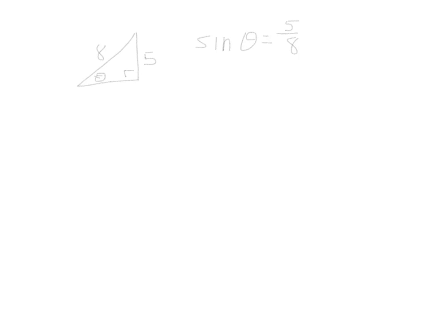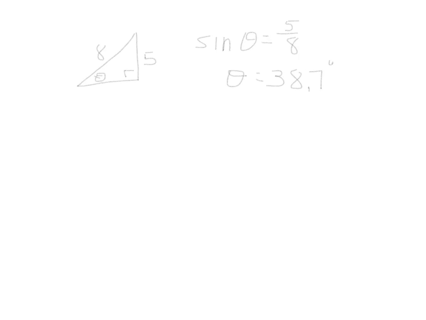To solve this, simply take your calculator, hit second sine. In the parentheses that opens up, put 5 divide 8, close the parenthesis, hit equal. We want to round this angle to the nearest tenth. So it comes out to be 38.7 degrees.